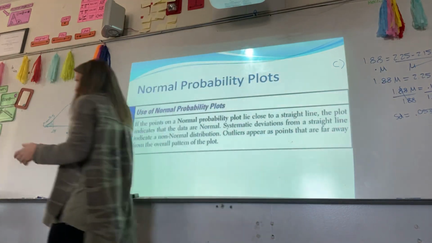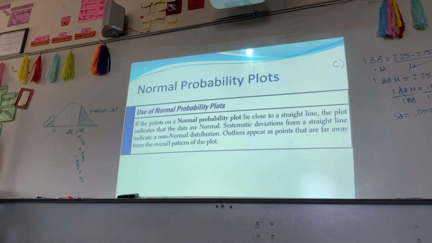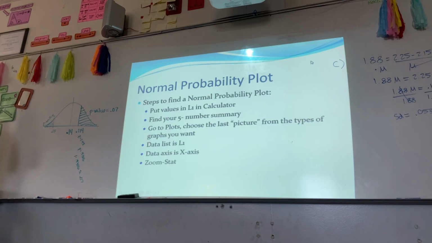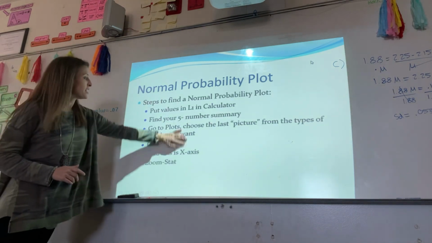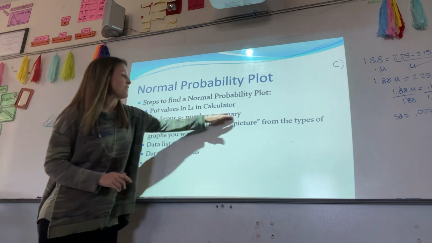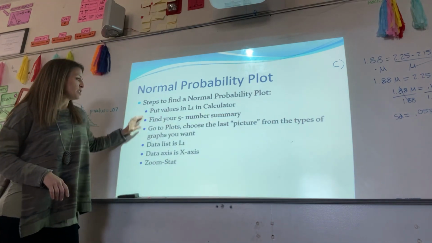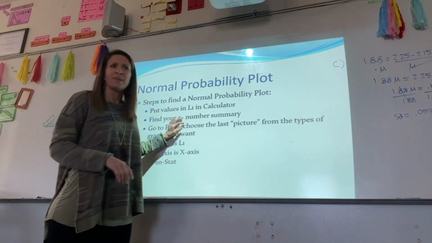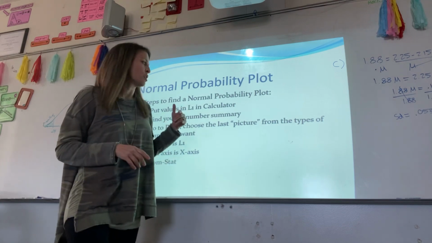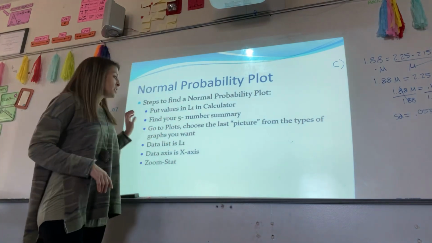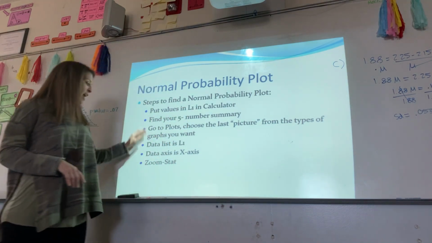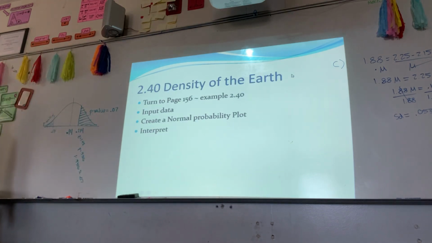Okay, so we're going to look at some normal probability plots. We're going to look at a few and we will do one as well. This is what we're going to do. We're going to put data in list 1. We're going to look at our 5-number summary because you always want to see if the mean and the median are about the same. So we can go to StatCalc, 1 variable stats. Then we can also do a plot, and I will show you how to do all that. So let's do an example here.